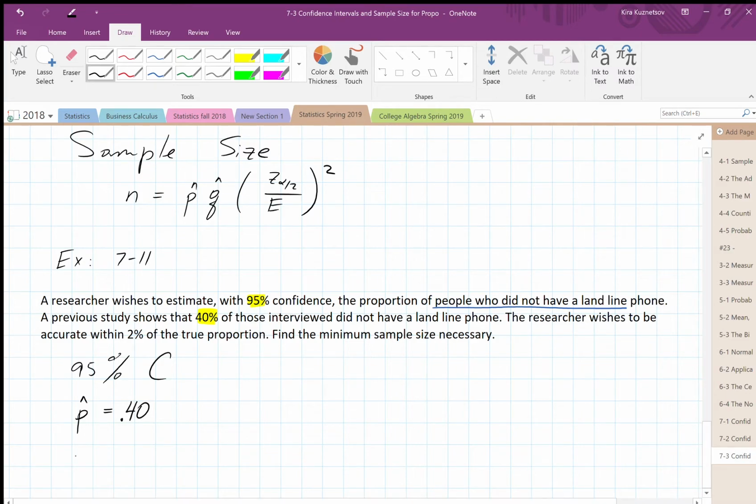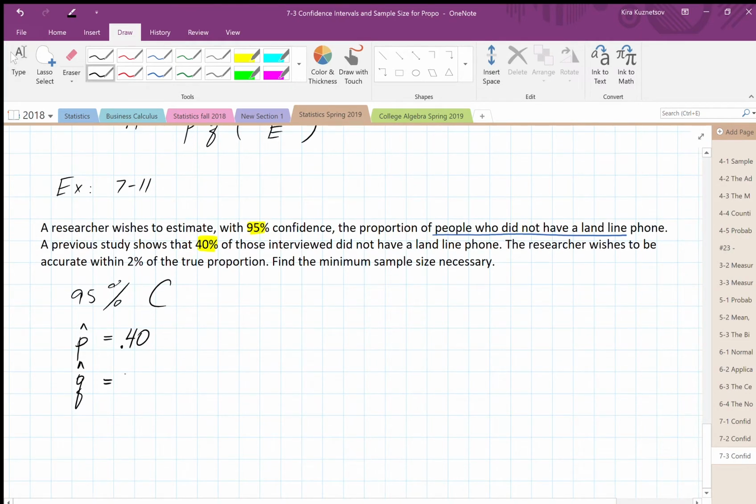If I'm given a p hat, I can automatically find the q hat. So if 40% did not have a phone, that means that the other 60% still do. Let me put a 0.6 right here. The researcher wishes to be accurate within 2%. So this 2%, that's my e.